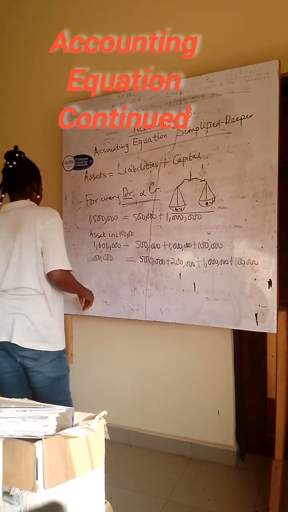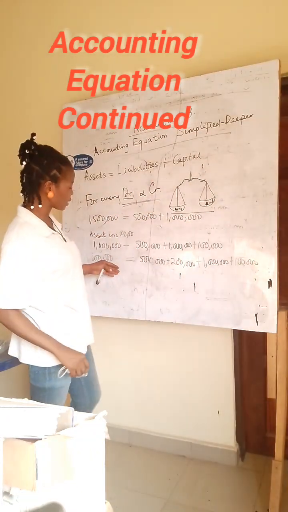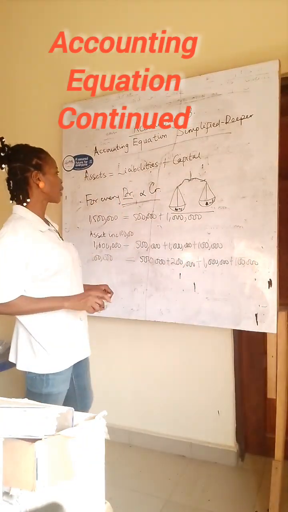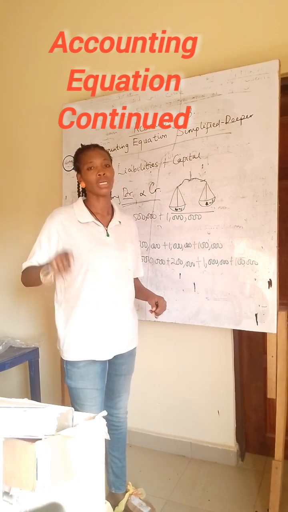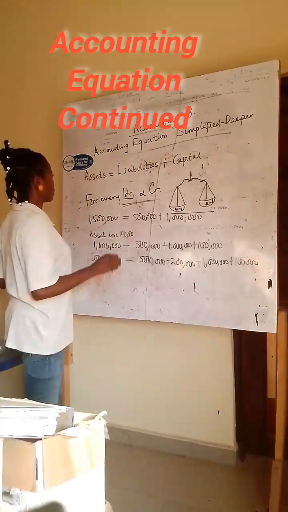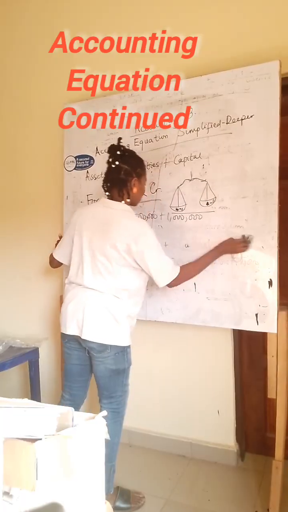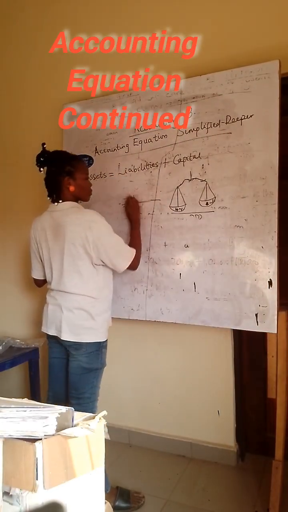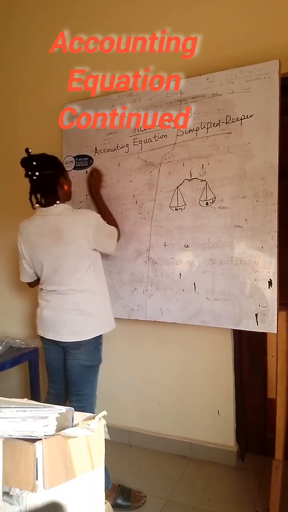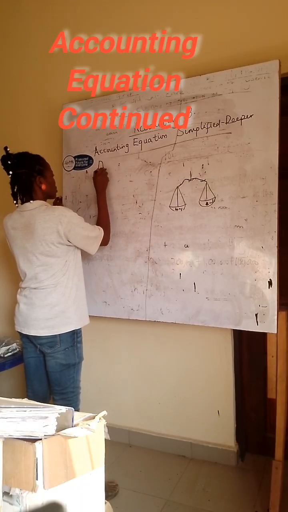Hope we're getting value for our time. Now, these effects that you see of an increase here and the corresponding increase here are going to lead us to a very important principle in accounting, which is called what? The double entry principle. That is going to be our next topic. So let me clean this up so that we can get into that topic. We are going to a very important topic, which is our double entry principle.